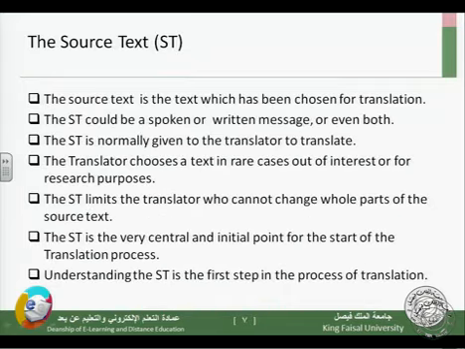Now, element number 2, the source text. So we have a source language, okay, Arabic. Now we want to take a text, a source text from Arabic to translate it into English. Now the source text is the text which has been chosen for translation. So we have so many texts in Arabic, and we want to translate a text from Arabic into English. So we choose one text from Arabic for translation. This text could be a spoken or written message, or even both.